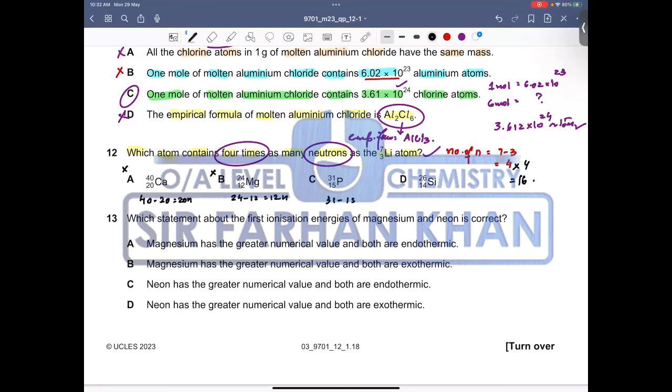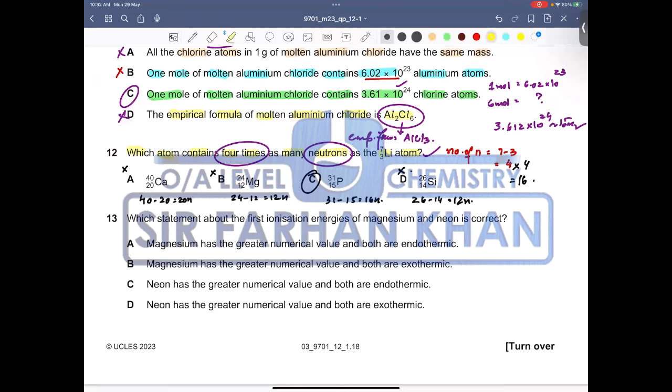31 minus 15 is going to be 16 neutron. It's going to be correct. And 26 minus 14 is going to be how much? 26 minus 14 is going to be 12 neutron. So obviously D is also incorrect. Okay. So only C option gives you 16 neutron. And therefore C is going to be the right answer.